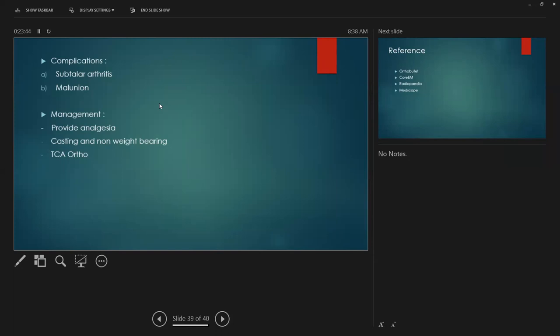Management wise for this kind of fracture, you provide analgesia for the patient for pain control, cast and non-weight bearing, and then we'll have to discharge the patient with follow-up under ortho.